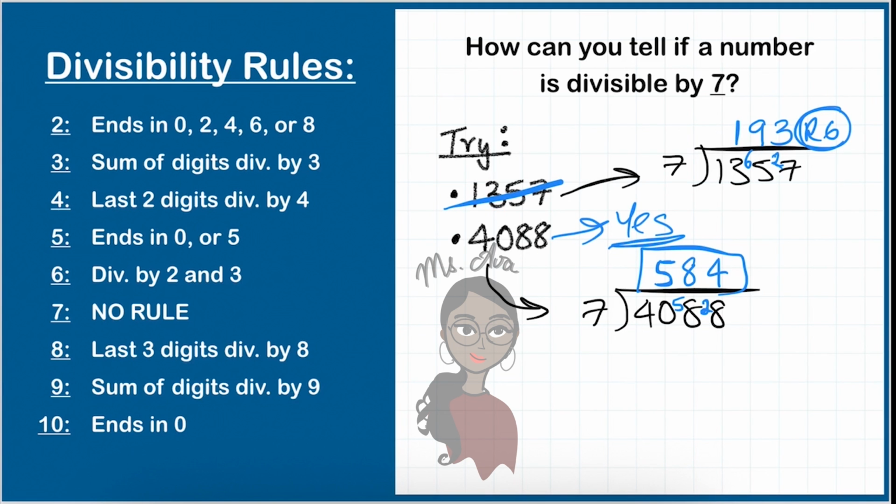Okay, and so those are all of the divisibility rules. They sound like it would be hard to memorize these, but trust me, it's actually not that bad. And you guys have some practice problems now that you can do for this in the exercises.